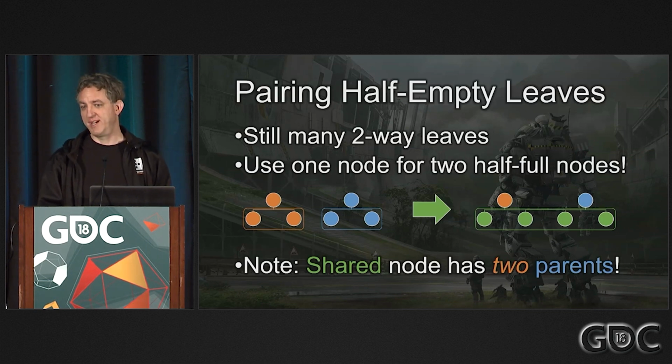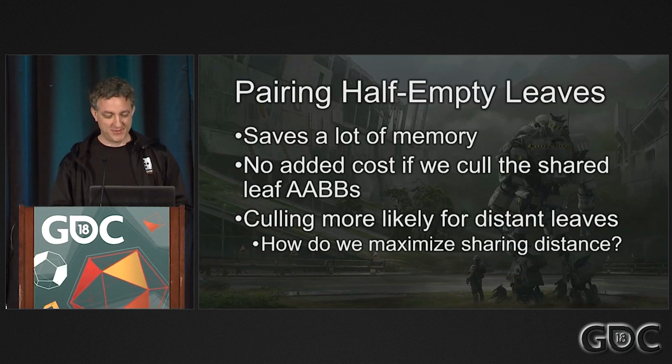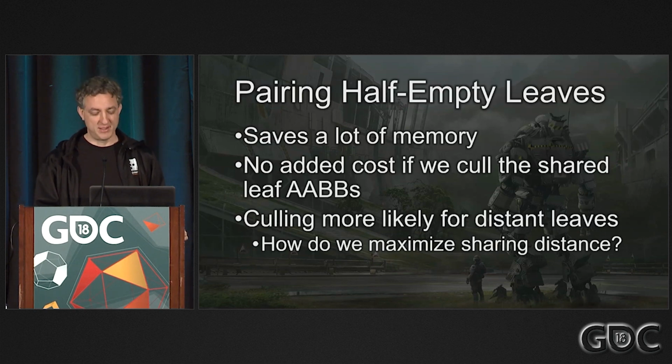And that works great, but now you have two parents, but we don't care. We don't keep parent pointers, so we can have two parents. And this saves a lot of memory. And there's actually no added cost at runtime since we're going to test all 4 boxes anyway, as long as we end up culling these shared leaves. And culling is more likely if we pair with leaves far away spatially in the world.